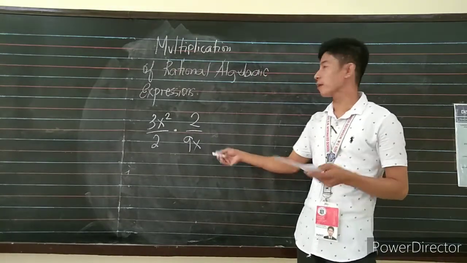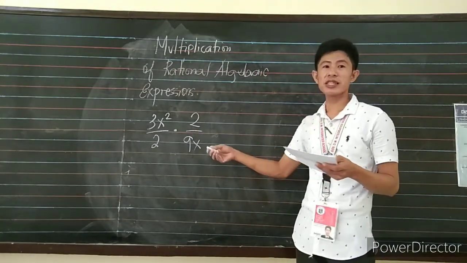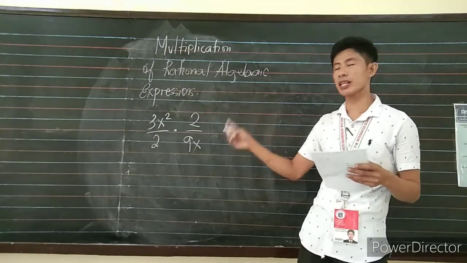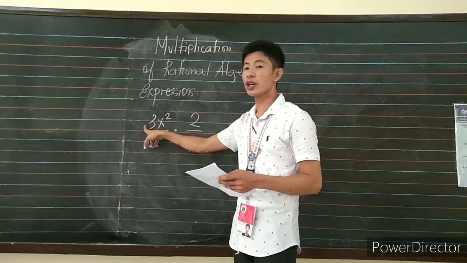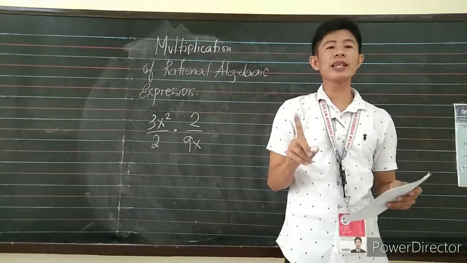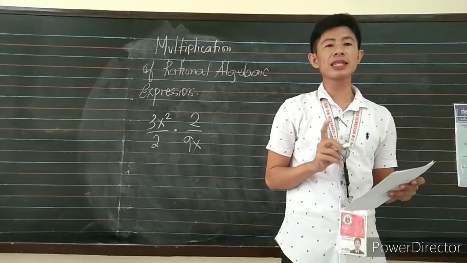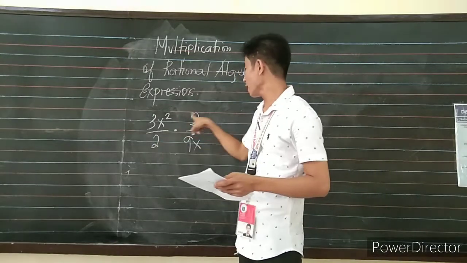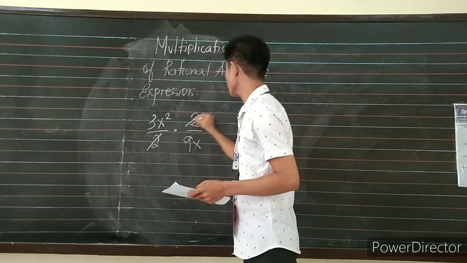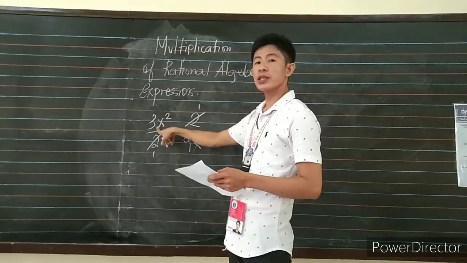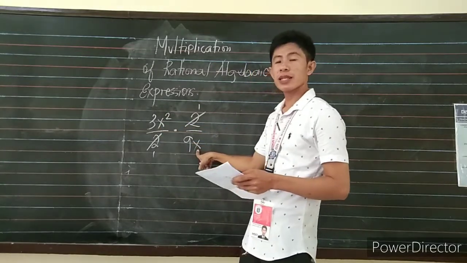In this problem, we can use the cancellation method. We can only cancel the terms from the numerator and the denominator, 1 from the numerator and 1 from the denominator. So we have the term 2 and 2, so we can cancel it out. What is left is 1 and 1.